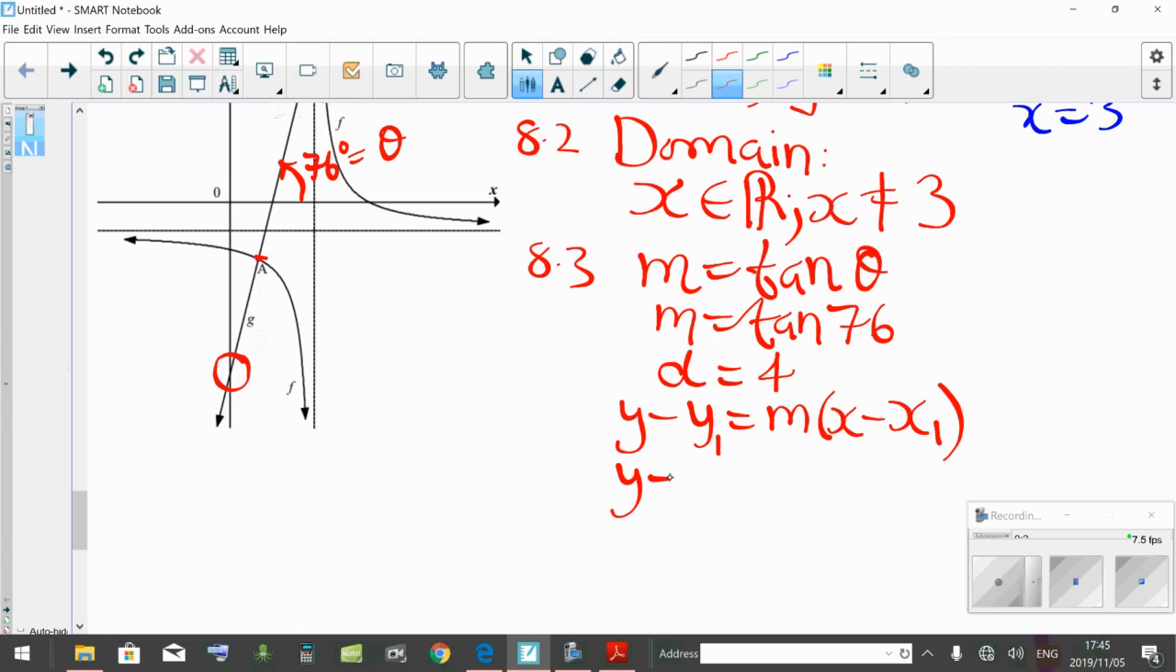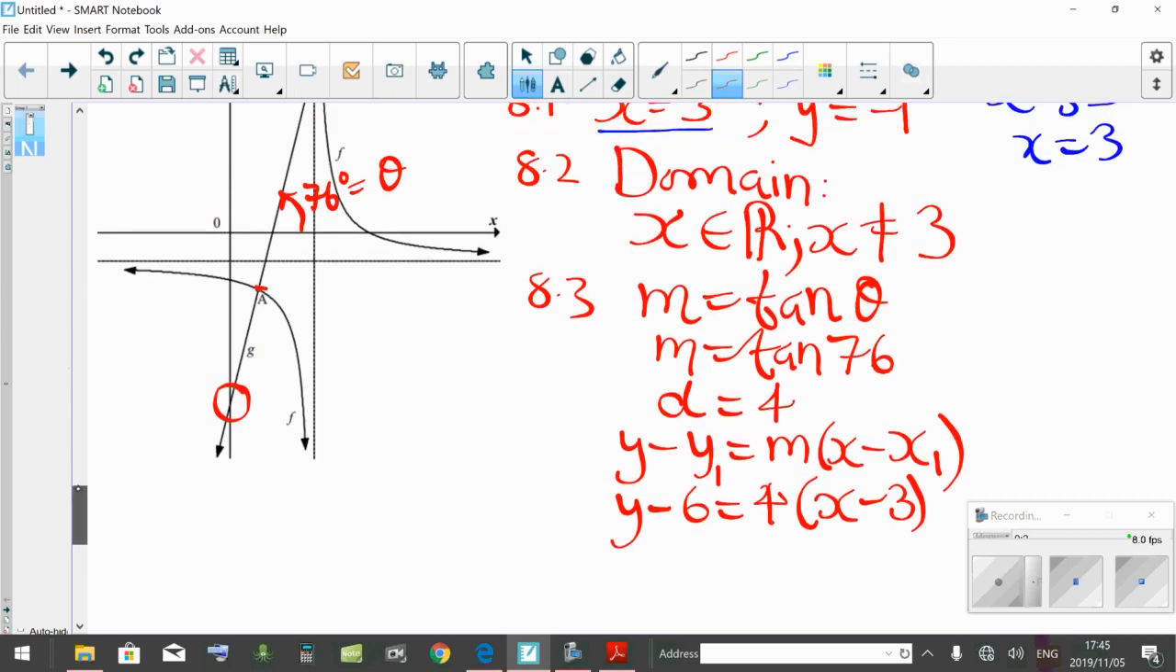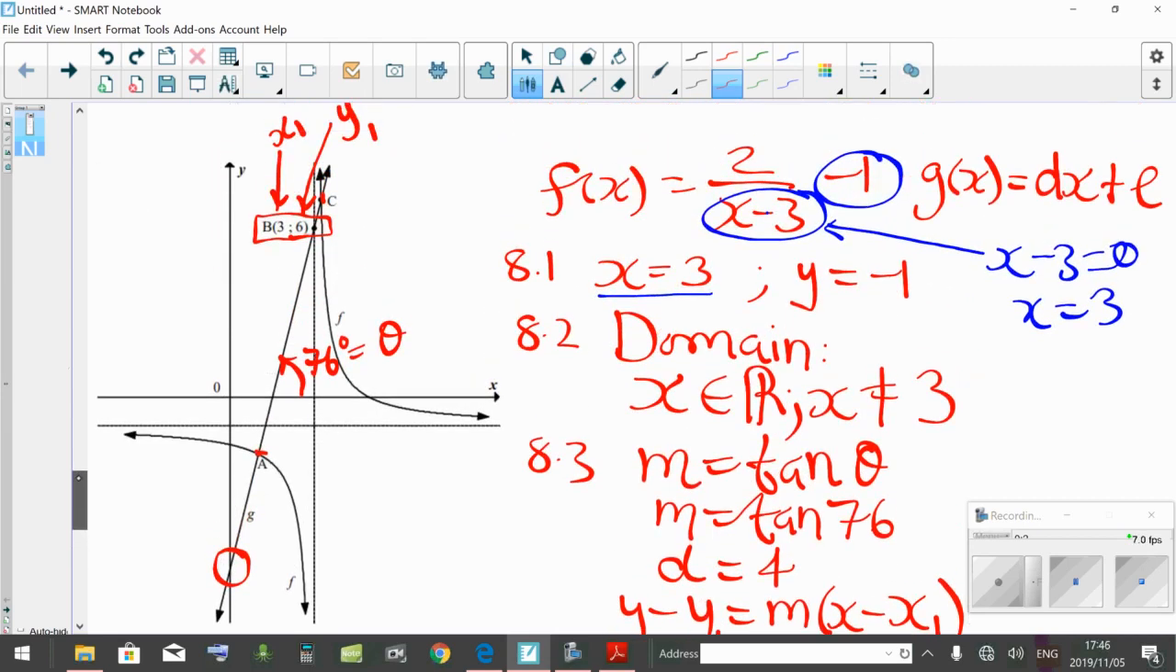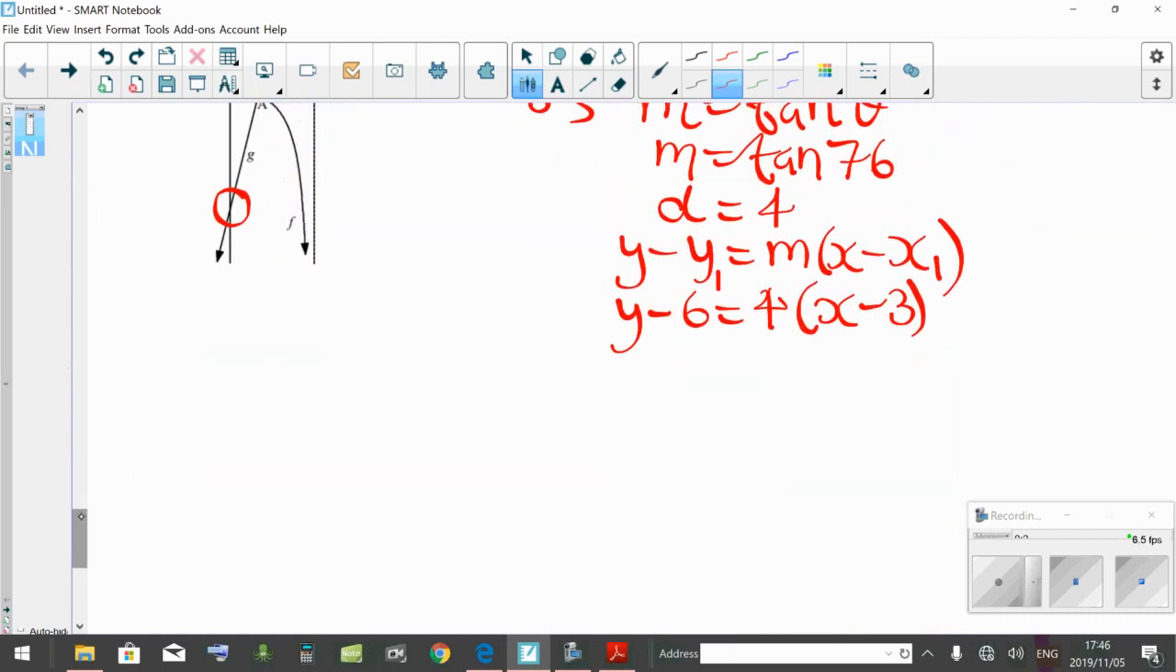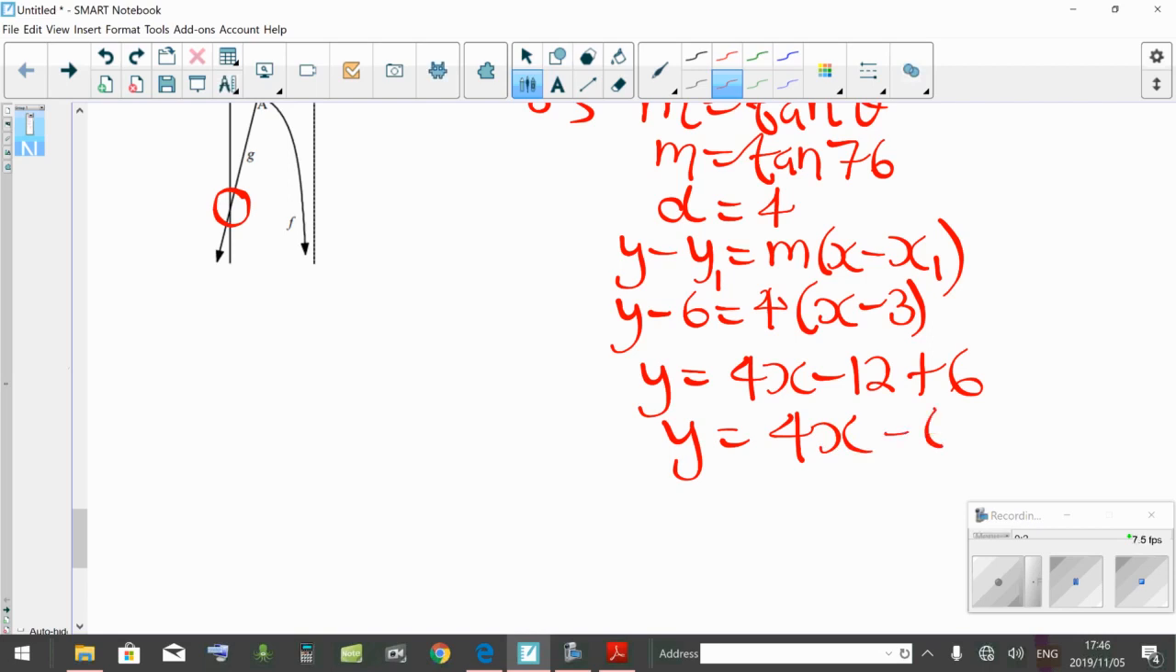Y minus 6 is equal to 4 into x minus 3. We'll quickly check. Yes, x1 is 3, y1 is 6. Now simplifying this, we have 4x minus 12, taking the negative 6 over, comes plus 6. We end up with 4x minus 6. This is the equation of g of x.